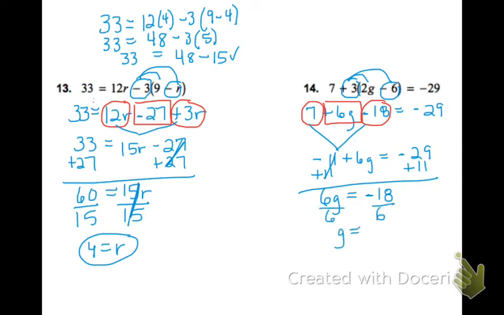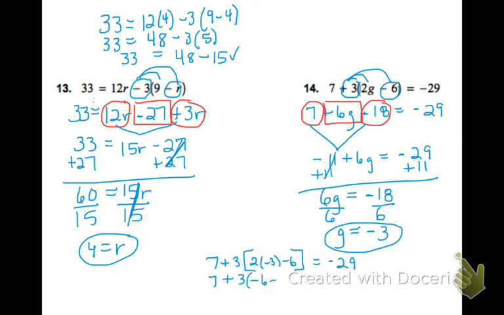So g looks like it's equal to negative 3. Okay. Now I can test it out by going back to the original problem. 7 plus 3, and then I have this 2 times negative 3 minus 6 is equal to this negative 29. Notice how I changed my grouping symbols because I had 2 sets of parentheses there. So 7 plus 3, and then I'll have negative 6 minus 6. So it'll be negative 12.